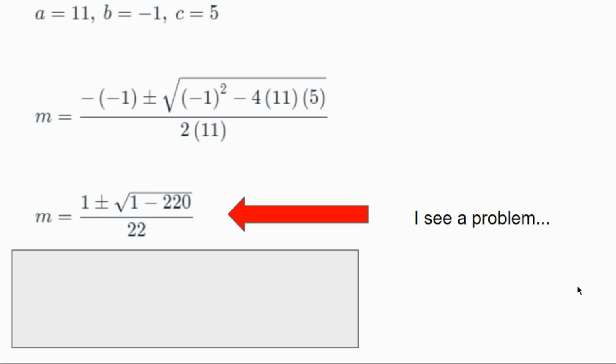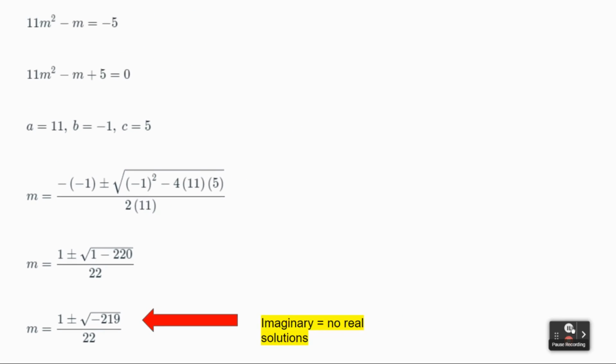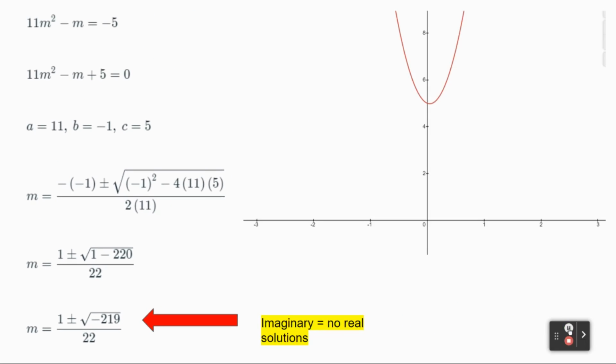But I see a problem. Do you see the problem inside the radical? What's going to happen? We're going to get negative 219 inside the radical. Okay, that's a problem because you can't take the square root of a negative number and get a real number. It's going to be an imaginary solution here. Both answers will be imaginary.